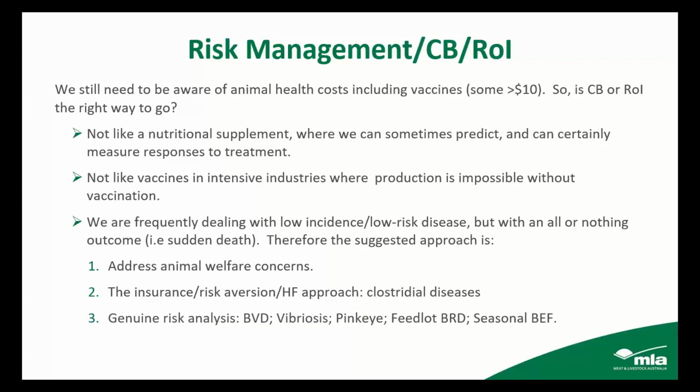And then you can have a genuine risk analysis, return on investment type scenario. The diseases that we can do that for, I guess, are those that tend to affect production more than cause sudden deaths: vibriosis, pink eye, feedlot BRD, and seasonal BEF come to mind. And if you follow that link to the sheet from MLA on southern vaccines, there's quite an interesting worked example on pink eye. So we won't go over that one, but we will be looking at another one later in the night.